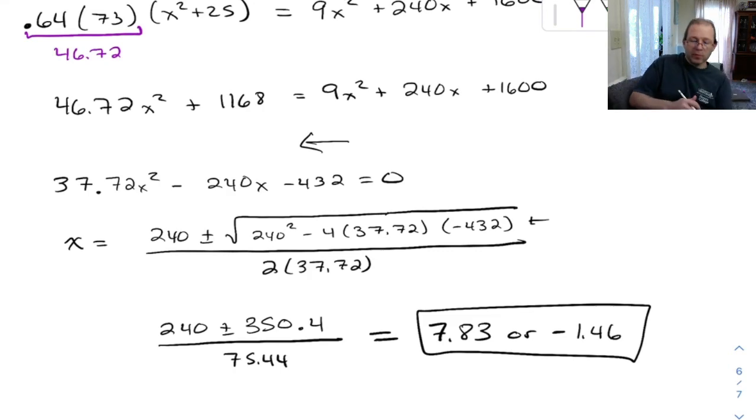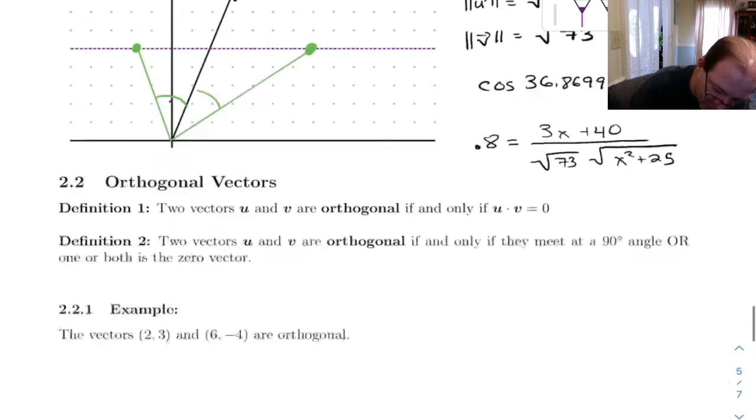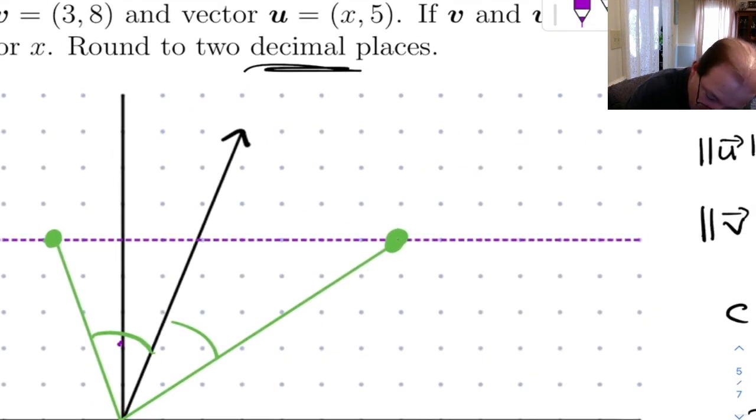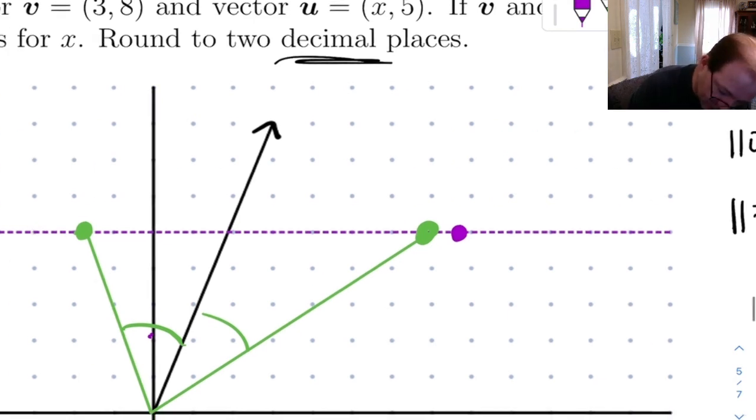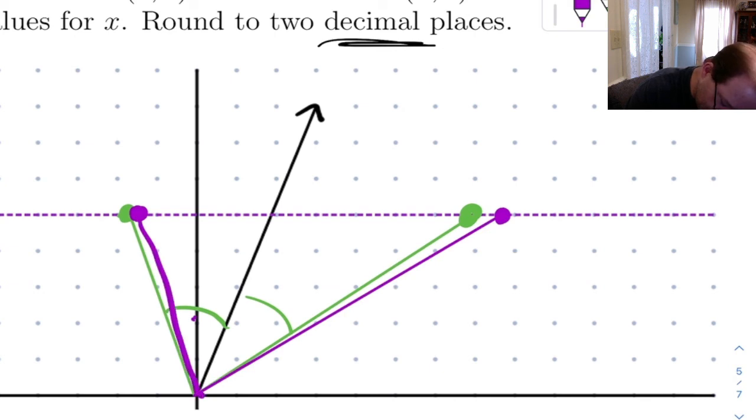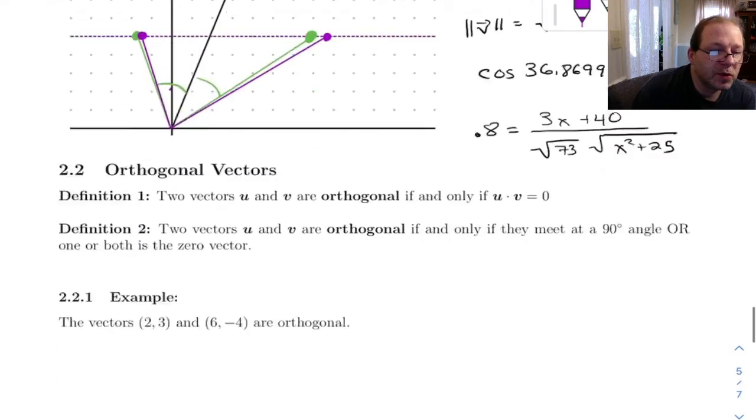Now let's go back up to the graph. 7.83 and negative 1.46. So 7.83: 1, 2, 3, 4, 5, 6, 7.83 is going to be here-ish. And what was the other number? Negative 1.46. So negative 1.5 is going to be there-ish. So those are the two vectors that form that correct angle. And my estimated drawing there was pretty good. So anyway, those are our answers there.